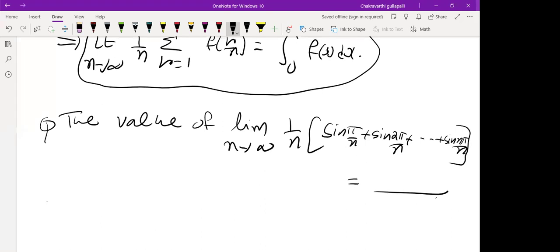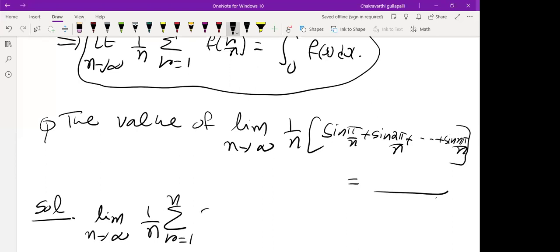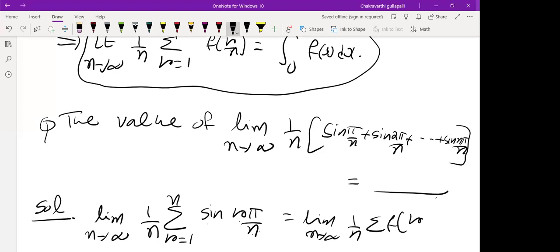Given in one of the papers. How will you get this? So this is in which form? Limit n tending to infinity, 1 by n, summation 1 to n, sin r pi by n. You can see r equal to 1, first one, sin pi by n. Second term 2 pi by n. Third term 3 pi by n. Nth term n pi by n. Rth term r pi by n. This is in the form limit n tending to infinity, 1 by n, summation f of r by n.